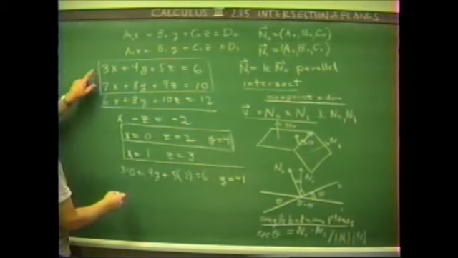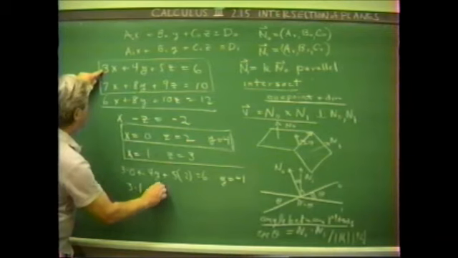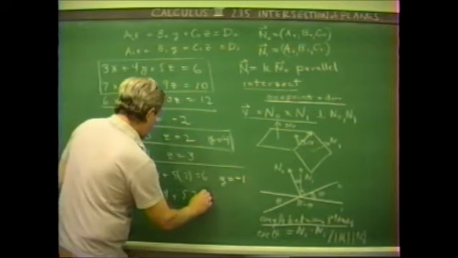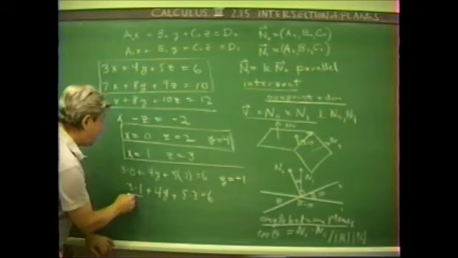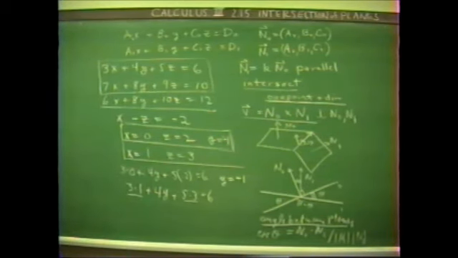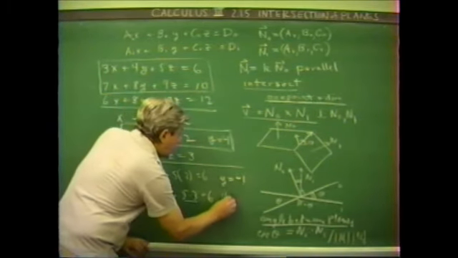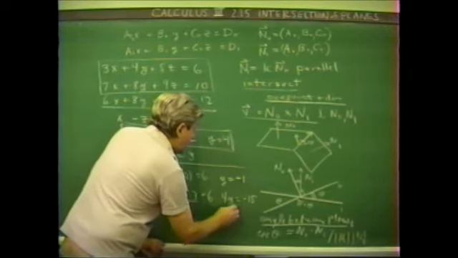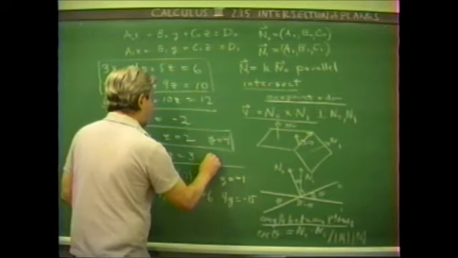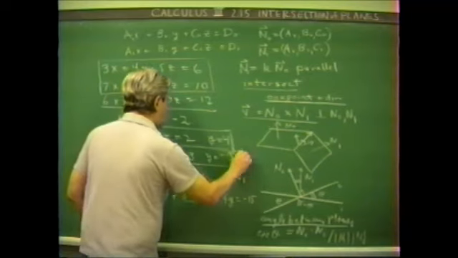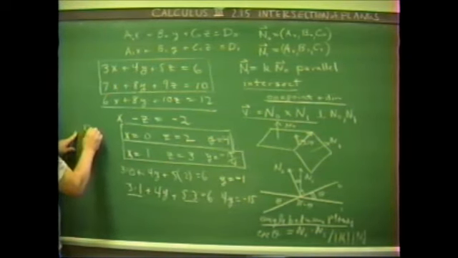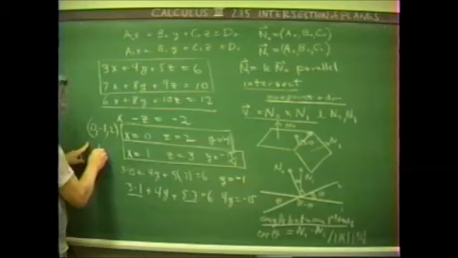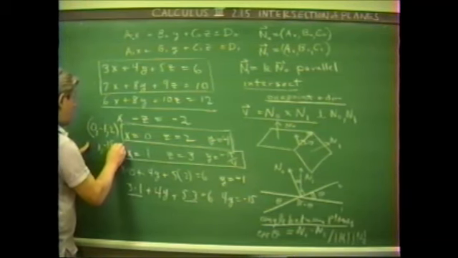So if x is equal to 1, for example, here we get 3 times 1 plus 4 times y plus 5 times 3, z is going to be 3, is equal to 6. So altogether here we've got 3 and 15 is 18. So 4y is equal to 6 minus 18, or minus 12, and y is equal to minus 3. Right? So we now have 2 points here. The first one is 0, minus 1, 2. The second one here is 1, minus 15 over 4, 3.